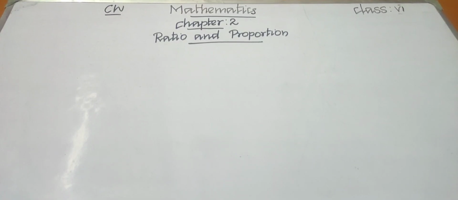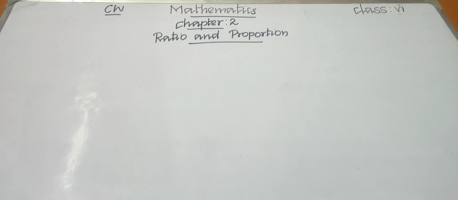Children, take your classwork notebook. Put today's date. Write the heading Chapter 2, Ratio and Proportion. Use only ink pens to write in the classwork. Write the heading neatly.